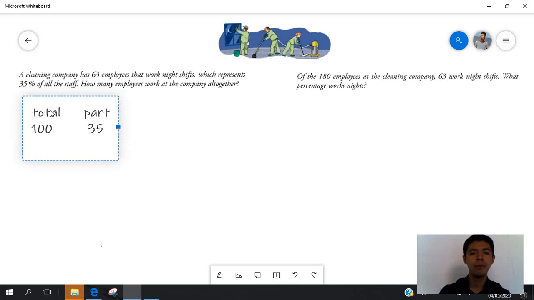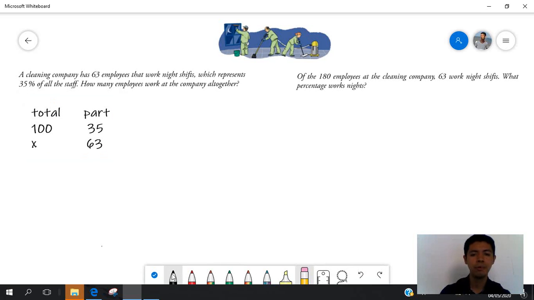Now, how many employees work at the company? That's what we don't know, so we will call that X. But we know the part of that total that work at night, 63. So now I can use a proportion. We will say that X is to 100 as 63 is to 35.